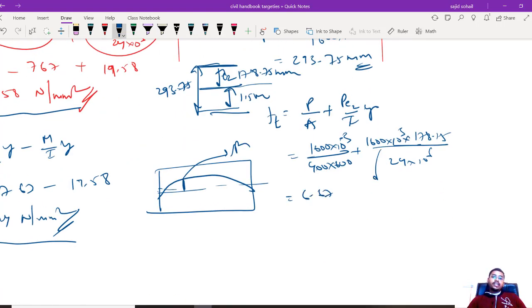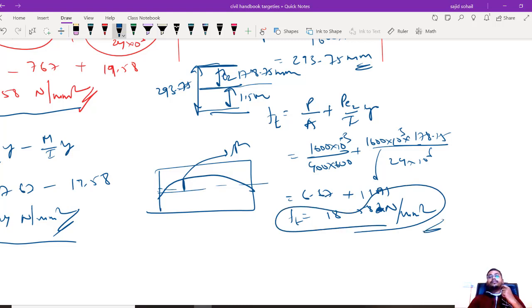and if you are doing it in calculator, please use calculator and solve. You will be getting 11.91. So together, if you add, your stress at the top fiber is 18.58. Sorry, you will be getting Newton per mm square. I hope it is very clear. So we'll be getting 18.58 Newton per mm square. And similarly, what will be the stress at bottom fiber?